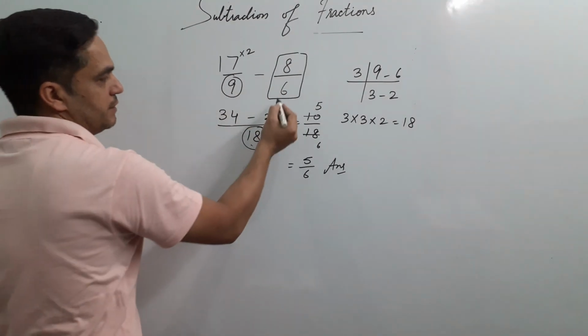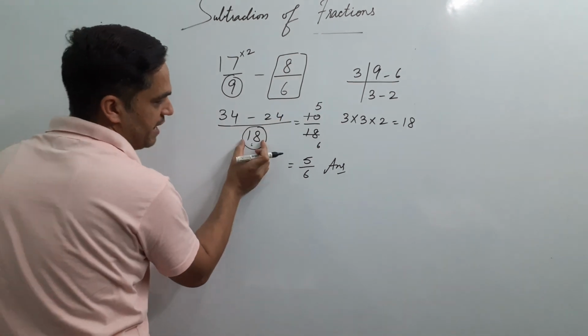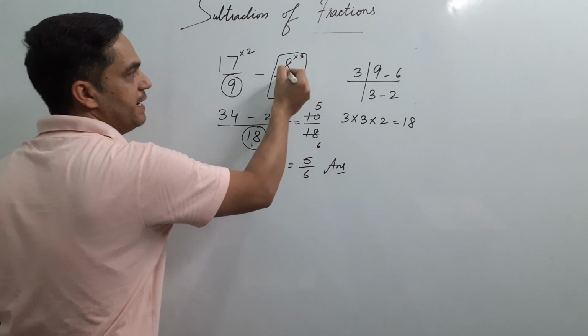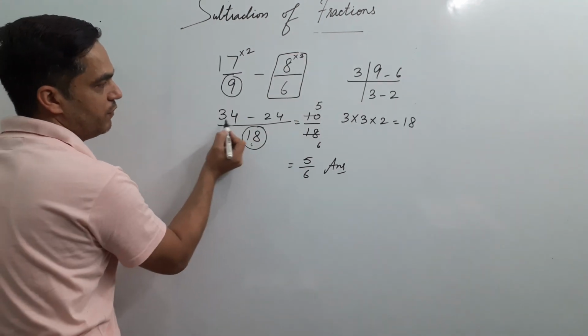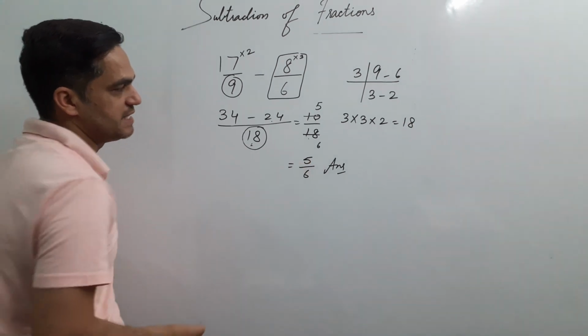So children, here I have divided 18 by 6 and I got 3. 3 is multiplied by 8. 8 3s are 24. 34 minus 24 gives you 10. Denominator will remain same.